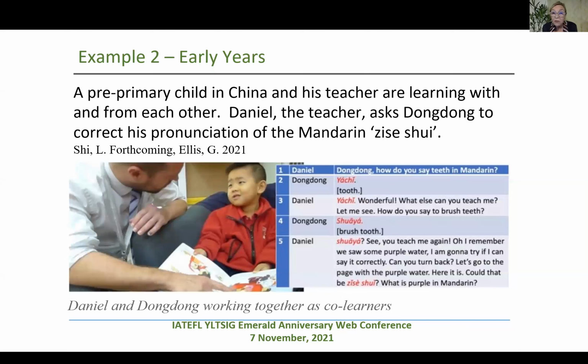I am going to try if I can say it correctly. Can you turn back? Let's go to the page with the purple water. Here it is. Could that be shui? What is purple in Mandarin?